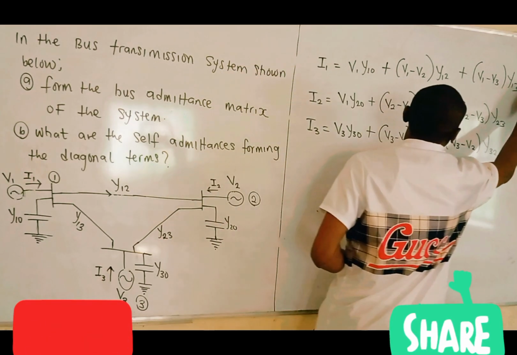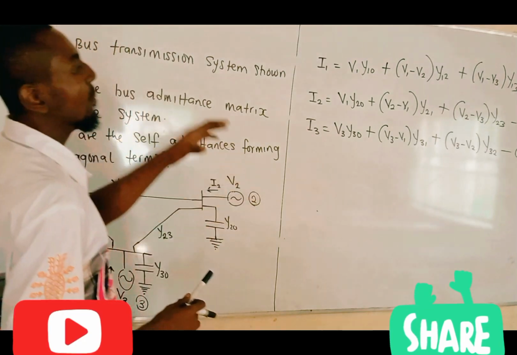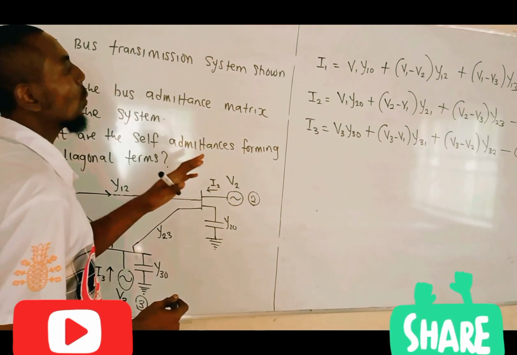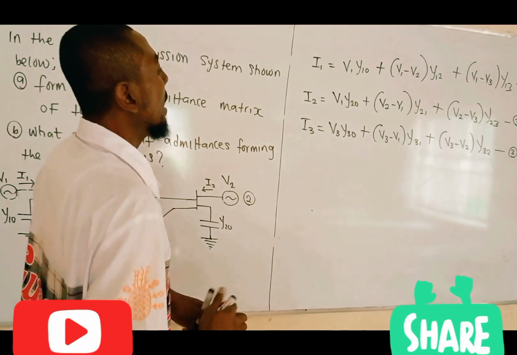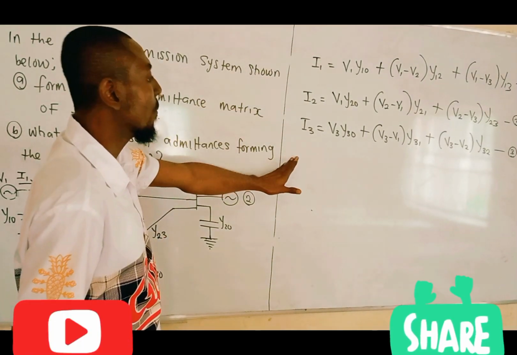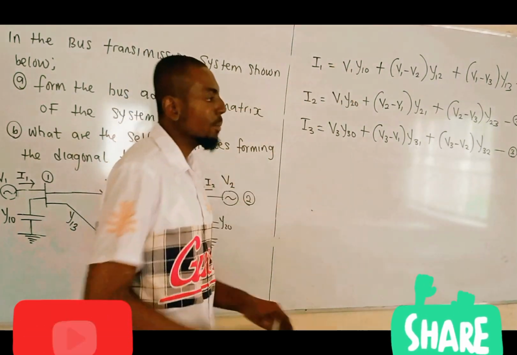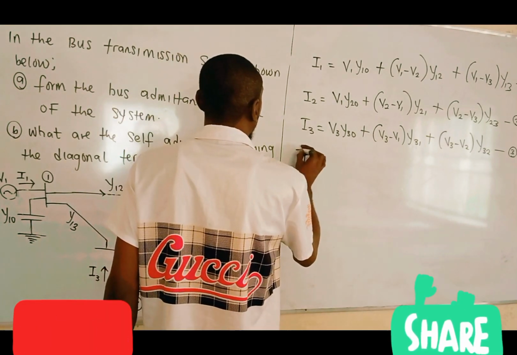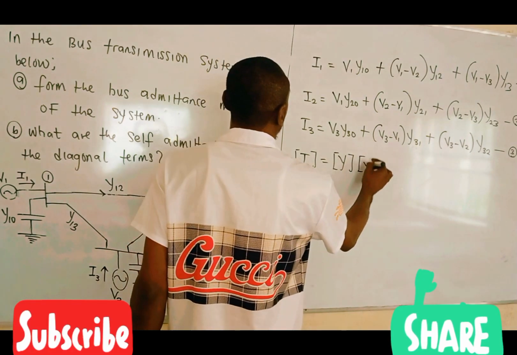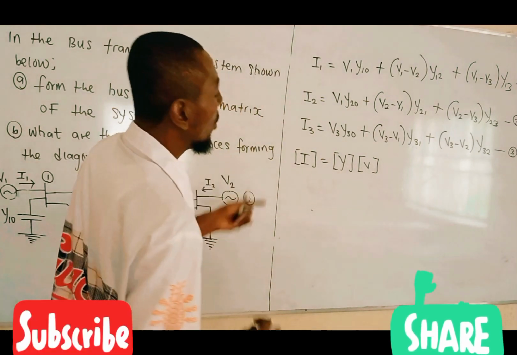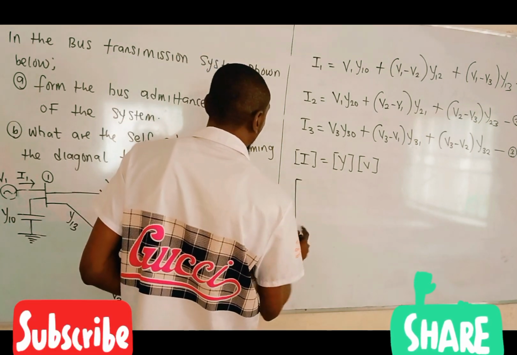So we have the first equation, the second equation, and the third equation. These three equations we're seeing here, we can represent in matrix form: current matrix equal to admittance matrix multiplied by voltage matrix. Like we said before, current is equal to admittance multiplied by voltage. So what do I mean? We are going to represent it this way.